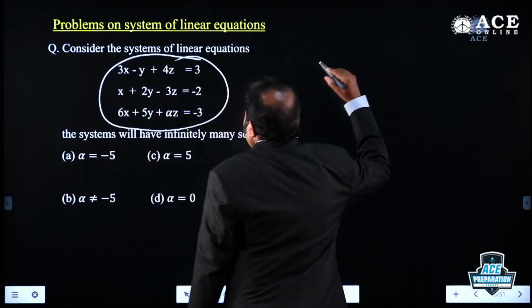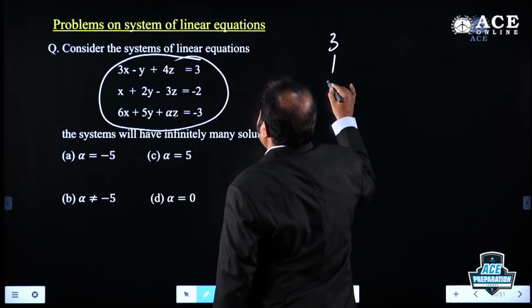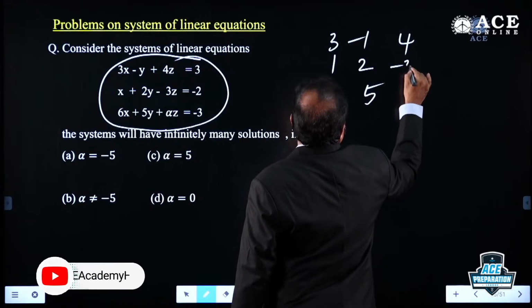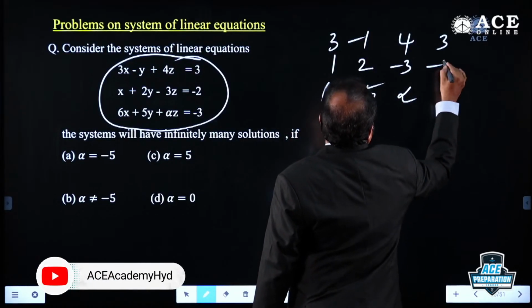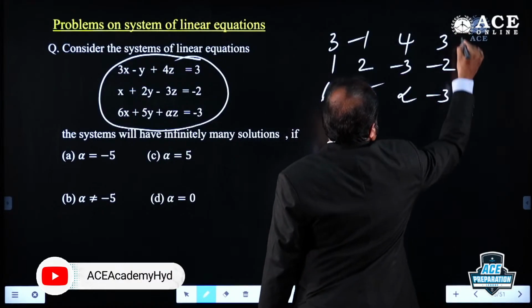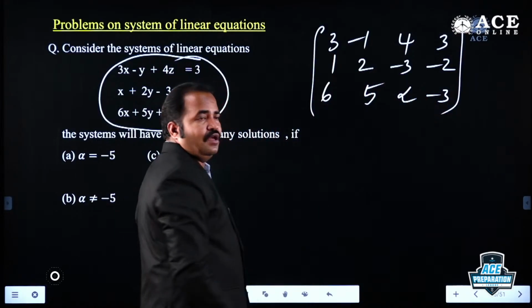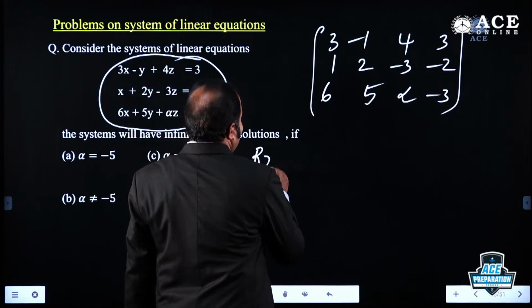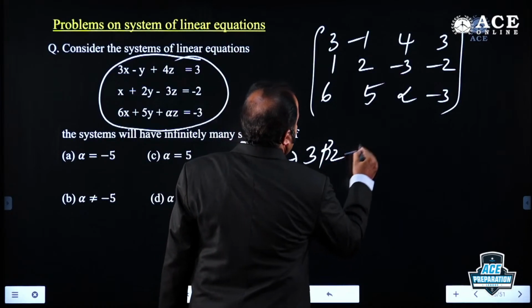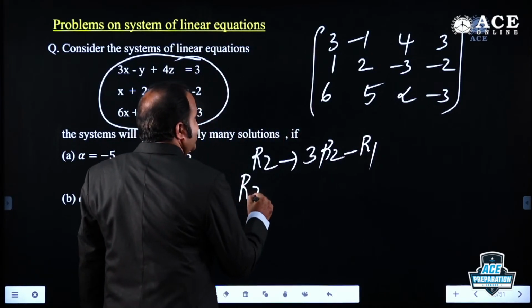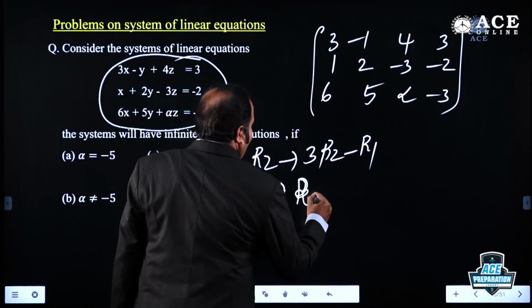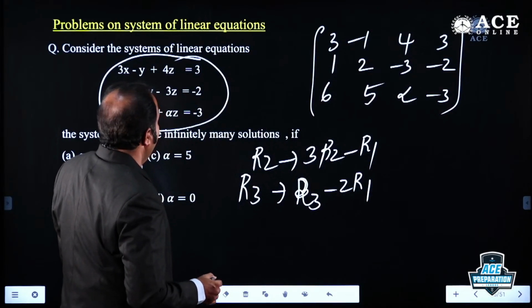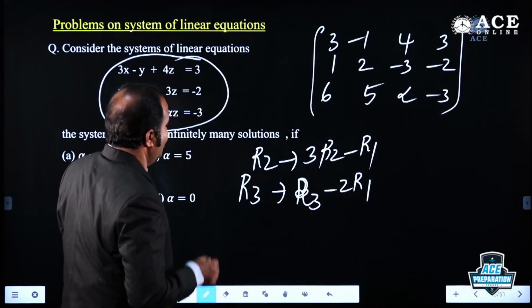So what is the method? We write the augmented matrix: 3, 1, 6; minus 1, 2, 5; 4, minus 3, alpha; and 3, minus 2, minus 3. Is that correct? Reduce this matrix into echelon form. R2 changes to 3 times R2 minus R1. Next, R3 changes to R3 minus 2 times R1.